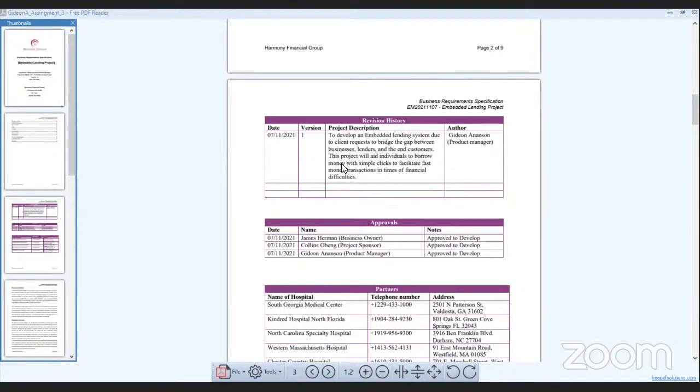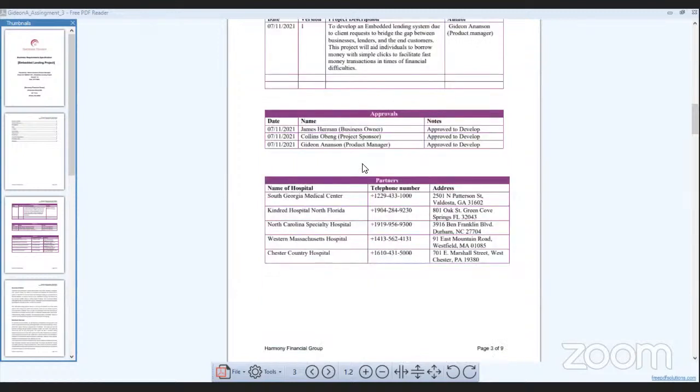Okay, for the revision history, since we don't really have previous descriptions, I intended to put in the current description of the project. So the description of the project is to develop an embedded lending system due to clients' requests to bridge the gap between businesses, lenders, and end customers. This project will aid individuals, or let's say clients, borrow money with simple clicks or forms to facilitate fast money transactions in times of financial difficulties. And the author of the project is me, Gideon.